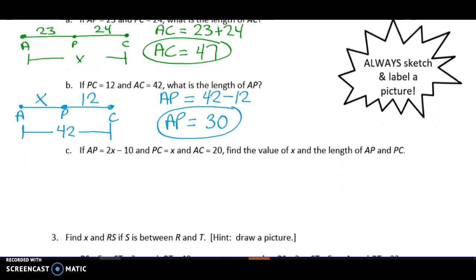Again, if you couldn't remember, you could set up the proper algebra to do that: AC is equal to AP plus PC, and solve for x. Whichever way is your preference.